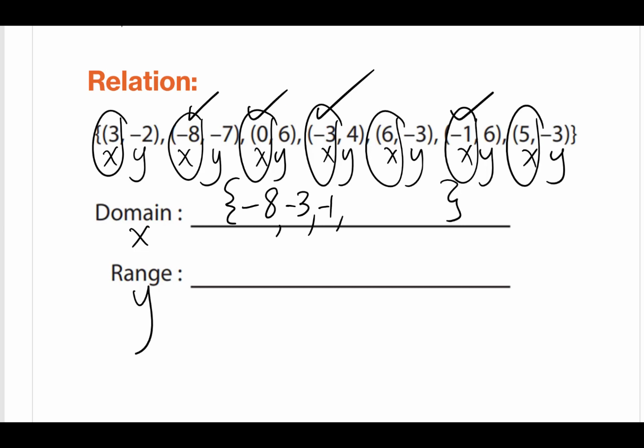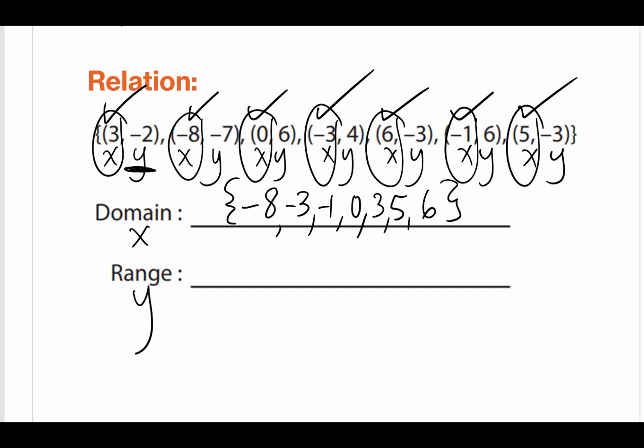And then 0. And then 3. And then 5. And then 6. Okay, and I didn't have any repeating. Okay, so that's domain. Domain is the X. Now I'm going to do Y.